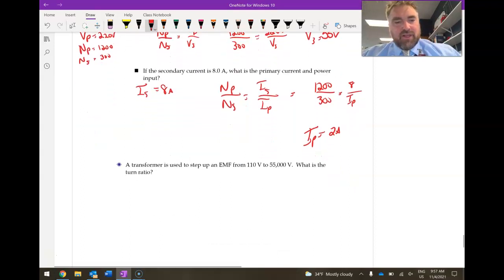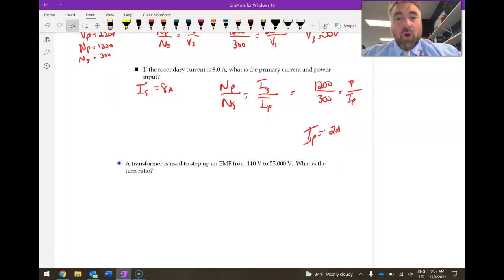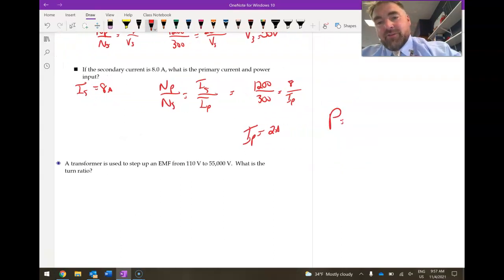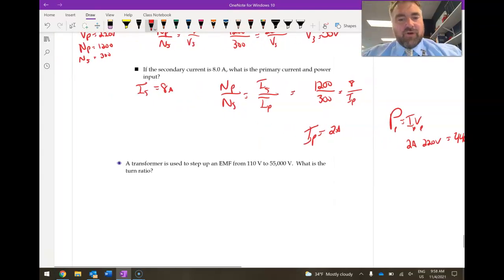Okay. And our last one, transformers uses step-up EMF. Power input, P is equal to I times V. So since I went with the primary, I'm going to use primary current and primary voltage, so 2 amps times the 220 volts, so 440 watts is our primary power coming in.